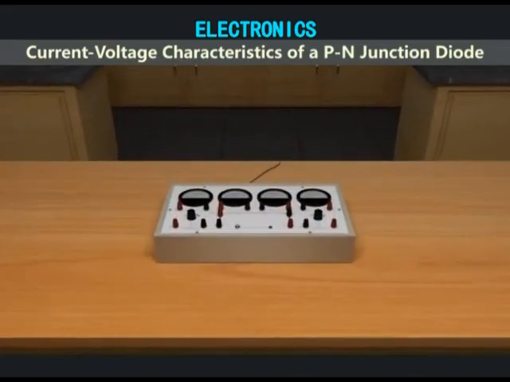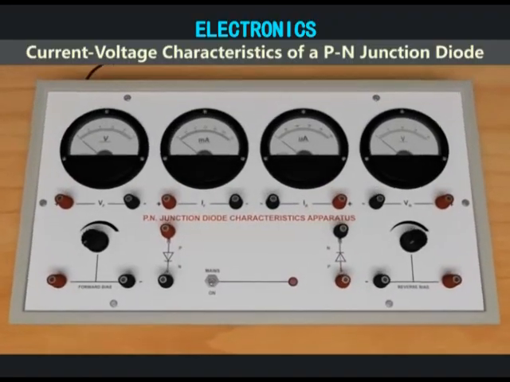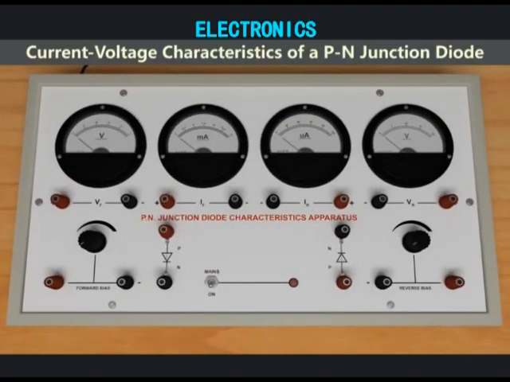Displayed here is a PN junction characteristic measurement apparatus. It consists of two DC power supplies, two voltmeters of range 0 to 1 volt and 0 to 20 volts, a 0 to 15 milliamperes milliammeter, a 0 to 100 microamperes microammeter, and two PN junction diodes mounted behind the panel.